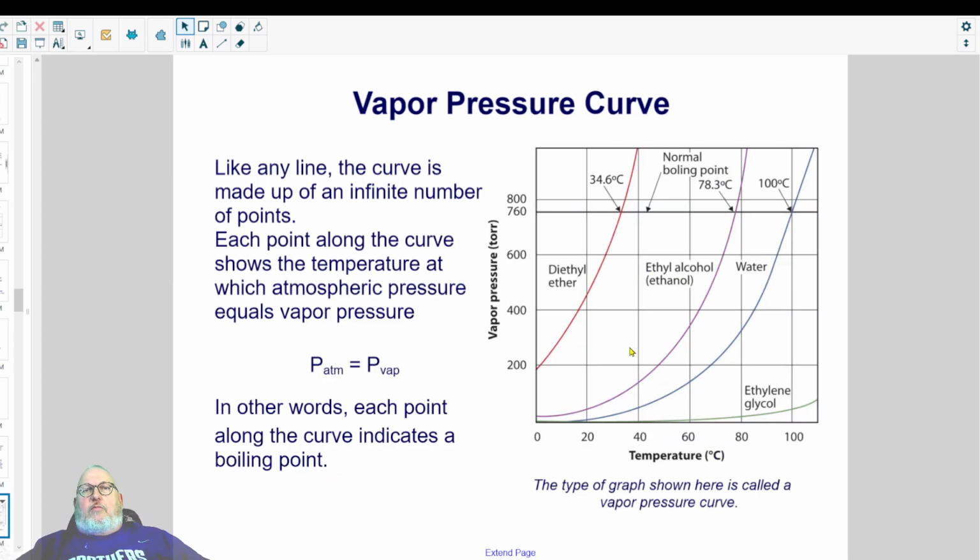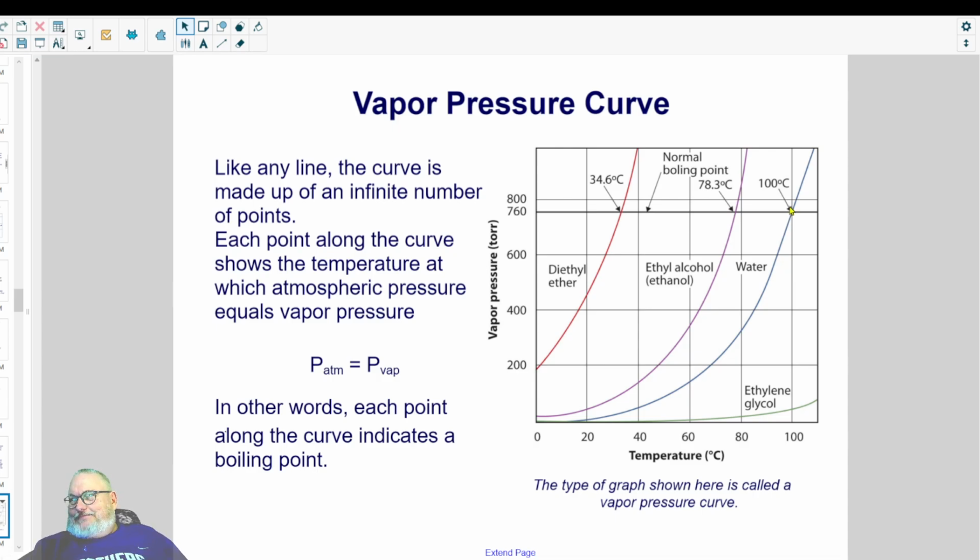So we have what we call vapor pressure curves, and these are sort of important. All right, so this curve is made up of an infinite number of points. Each point along that curve shows the temperature at which the atmospheric pressure equals vapor pressure. So anything above that, well, what's going to happen? There's our boiling point, our normal boiling point at normal pressure, 760. You can see that water has a much higher boiling point.